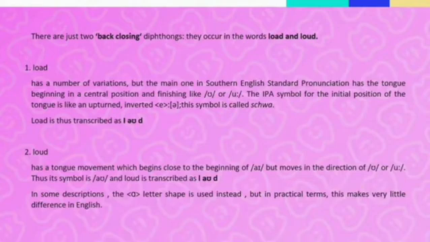Loud has a tongue movement which begins close to the beginning of I, but moves in the direction of U. Thus, its symbol is ow, and loud is transcribed as loud. In some descriptions, a different letter shape is used instead, but in practical terms, this makes very little difference in English.